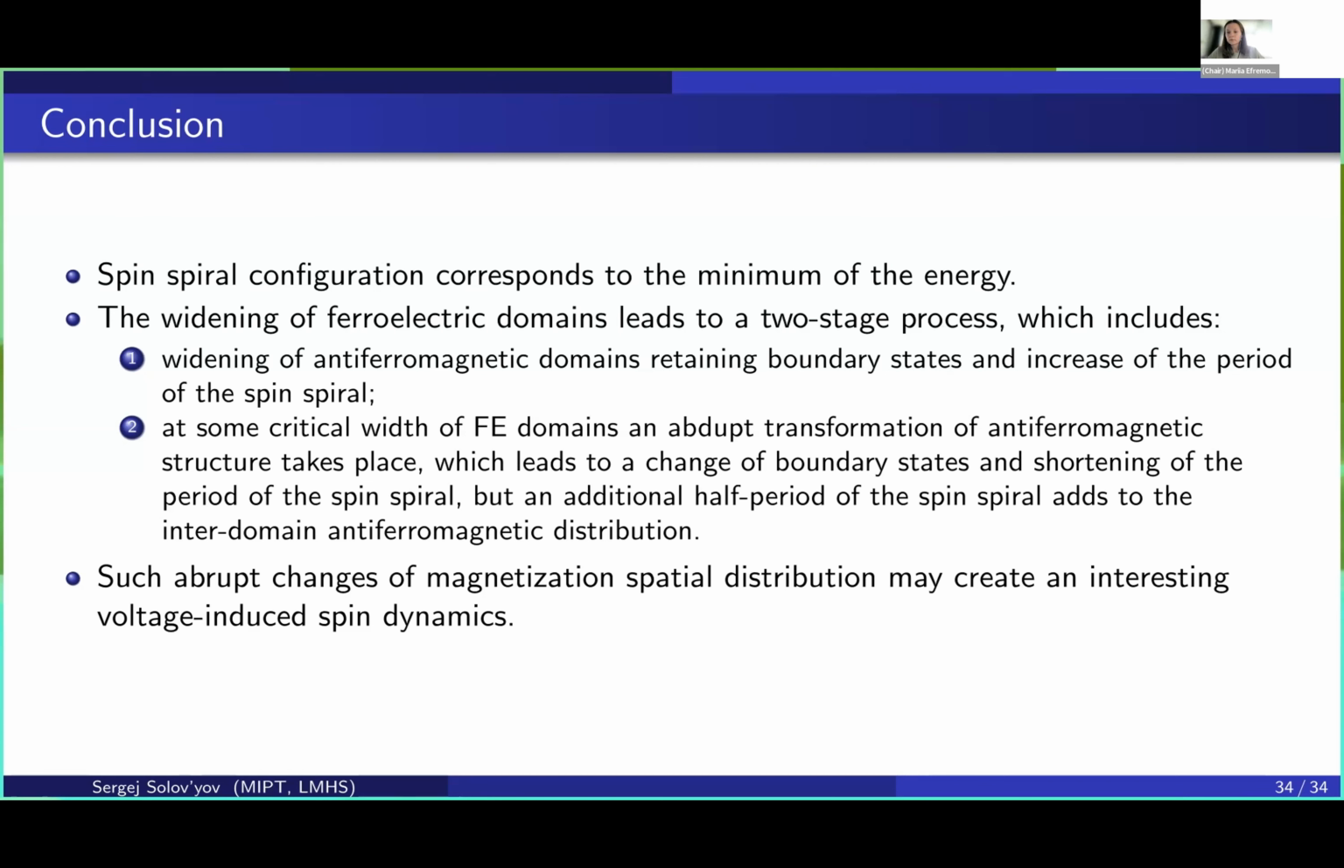Okay. Can you please tell me how we can measure this spin spiral in the domain wall experimentally? Is it possible?